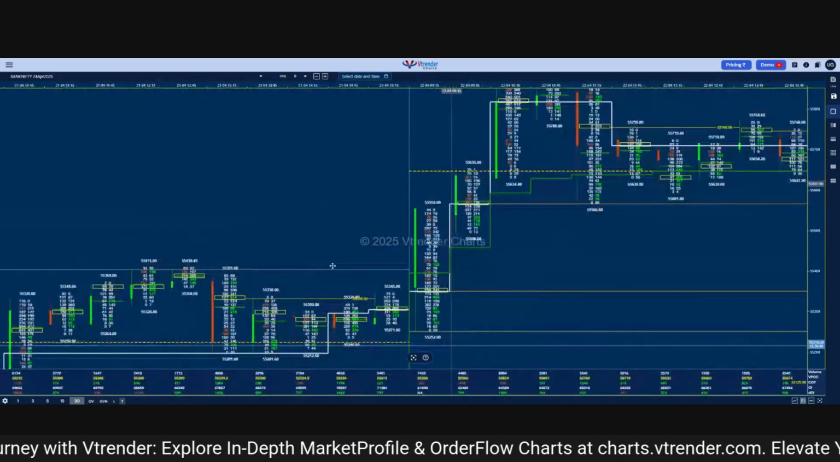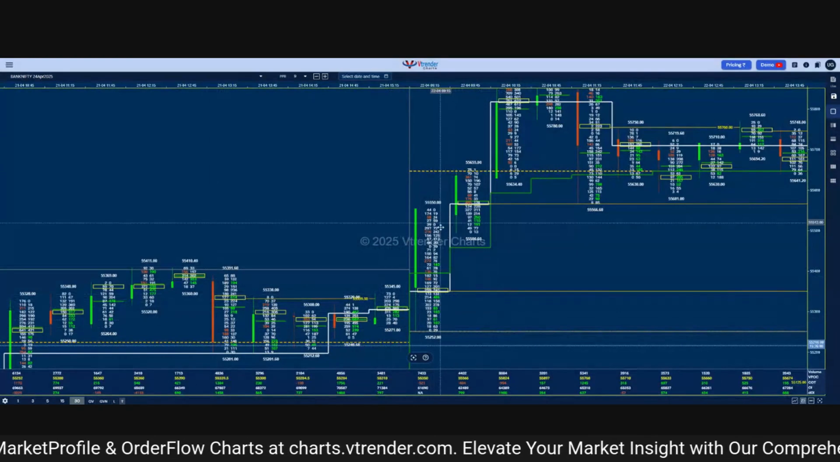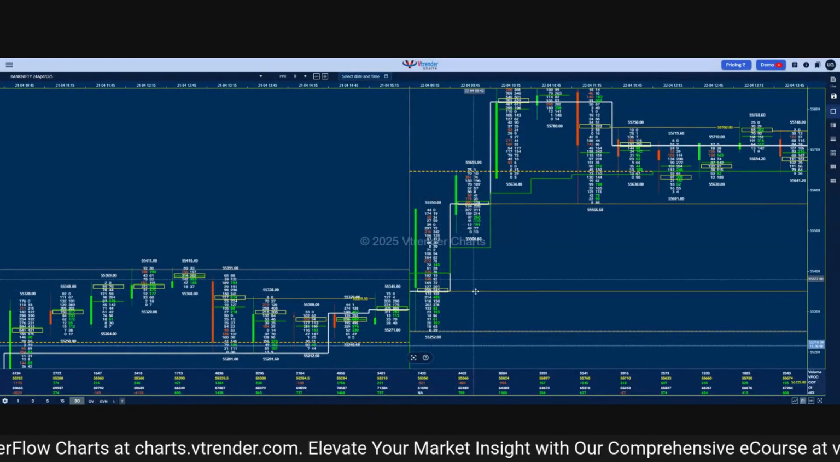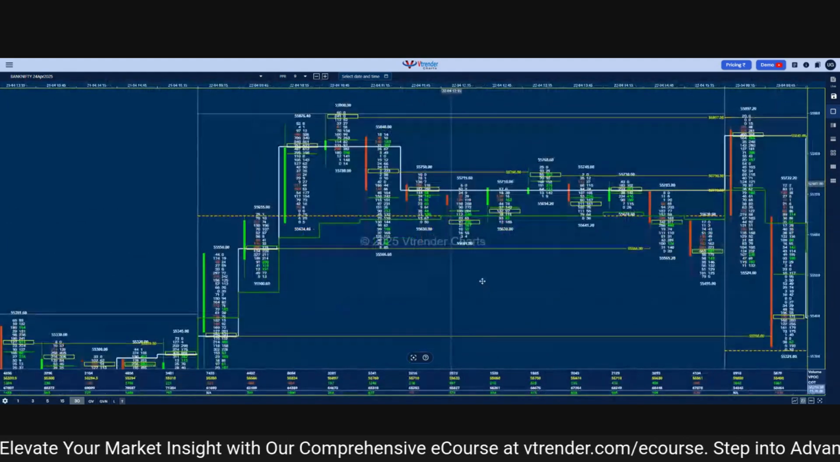And this same continues on 22nd. Although it was not a gap up, we left another A period buying tail. And then again, this POC becomes your trailing stop loss. And then you hold on to your longs.